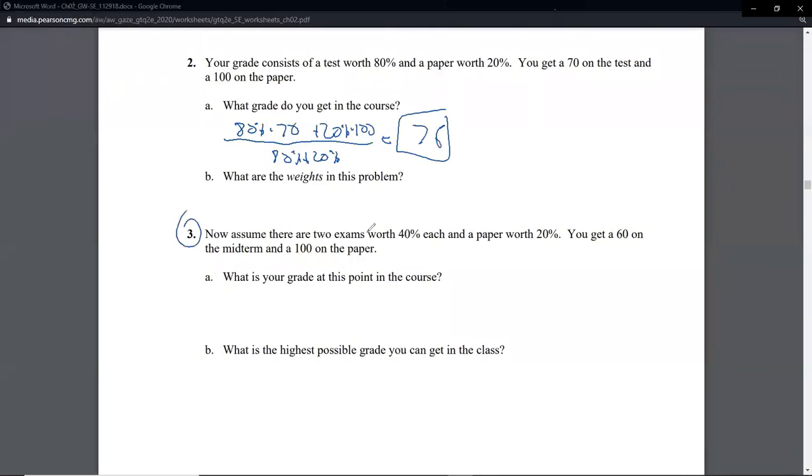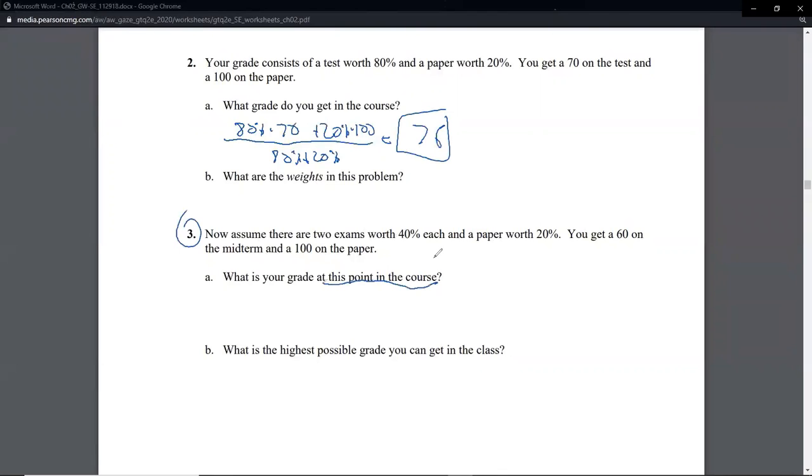Now assume there are 2 exams worth 40% each and a paper worth 20%. I just wanted that completed for while we're working on 3. You get a 60 on the midterm and 100 on the paper. What is your grade at this point in the course?